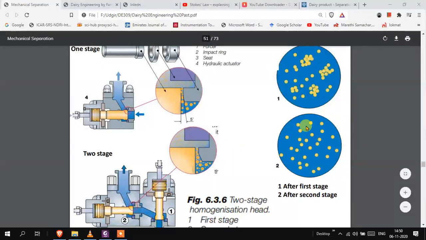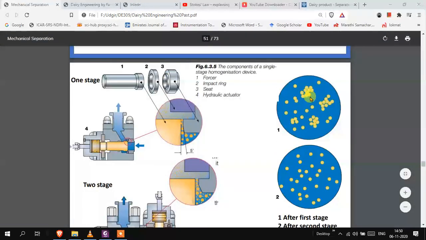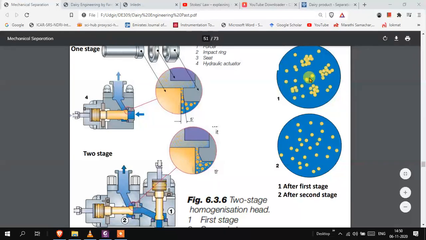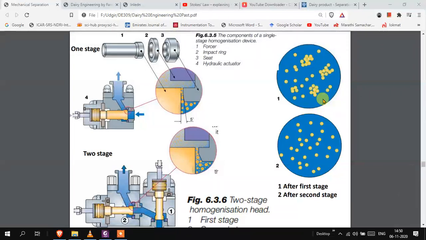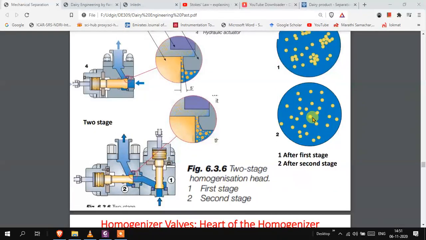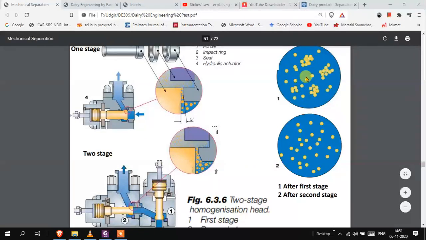So you can see here that after the first stage, there is a tendency of the fat globules to clump to each other. Here you can see that there is a clump formation after the first stage. After the first stage, there is a clump formation or a cluster formation, which may or may not be desirable in certain instances. But after the second stage, you can see that there is no clump formation, which is desirable in some cases. Okay, it's the difference between a first stage homogenization and a second stage.